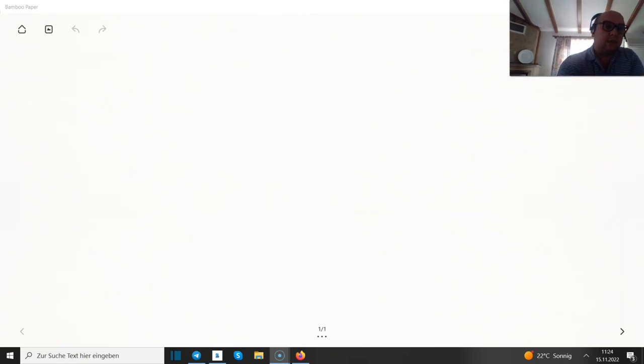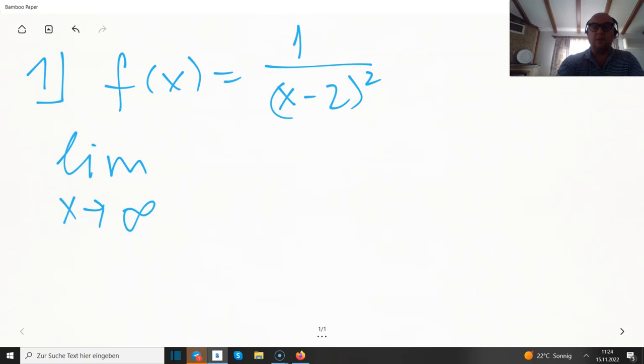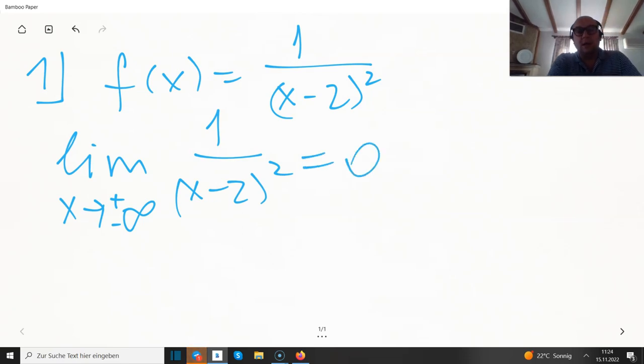So let's start with number one, which is f of x equals 1 divided over (x minus 2) squared. Well, you see, basically we can ask what's happening if x runs to infinity. Obviously this function is asymptotic, and it doesn't matter whether it's running towards plus or minus infinity. In both cases, in this situation, we're going to have 0 as a result, obviously.